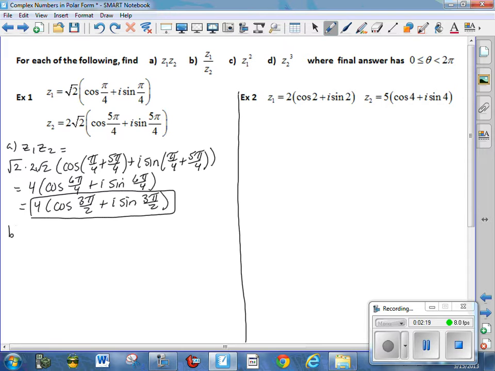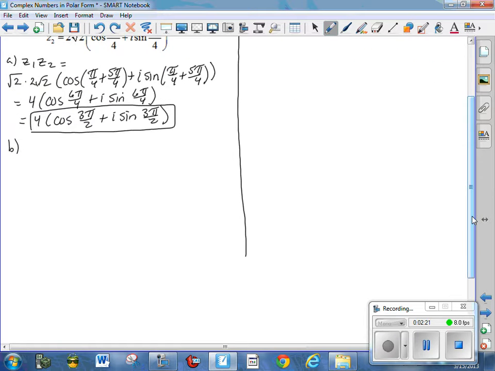For part B, now we are dividing. So we're going to do r divided by r. So z1 over z2 is r1 divided by r2, square root of 2 divided by 2 square root of 2. And then we subtract the angles. So remember, multiply, multiply and add. Divide, divide and subtract. So 3 pi over 2, undo, pi over 4 minus 5 pi over 4 plus i sine of pi over 4 minus 5 pi over 4. Notice that you have to write small in here.